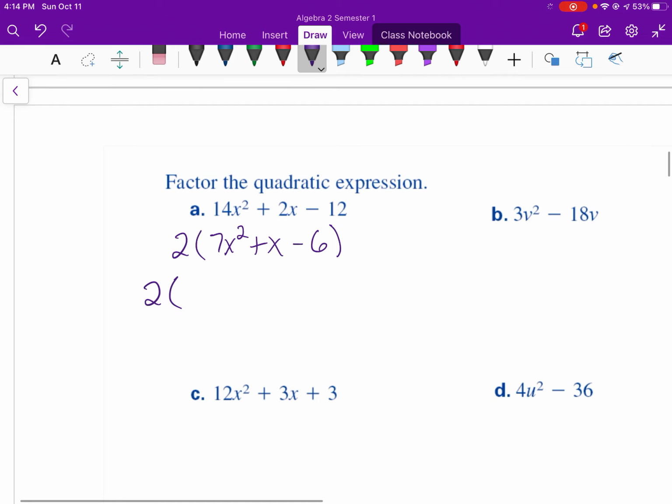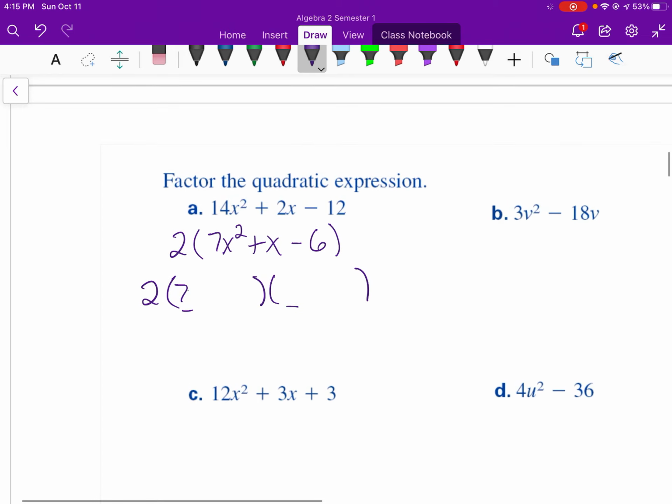So 2, and then we're going to factor it. Break it into two binomials that I can multiply to get that 7x squared plus x minus 6. The first terms in each binomial are going to multiply to get that 7x squared. The only way to multiply and get 7 is 7 times 1. So those first terms are going to be 7x and x. Those are what multiply to get that 7x squared.